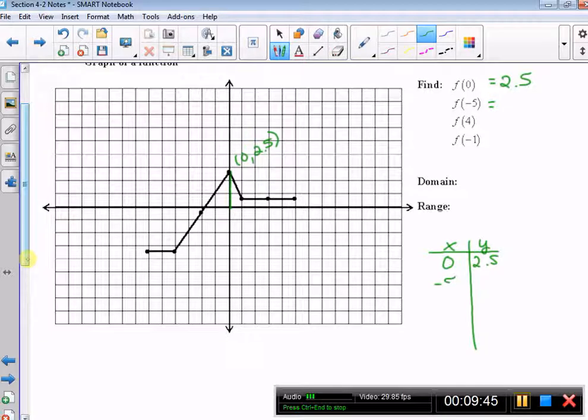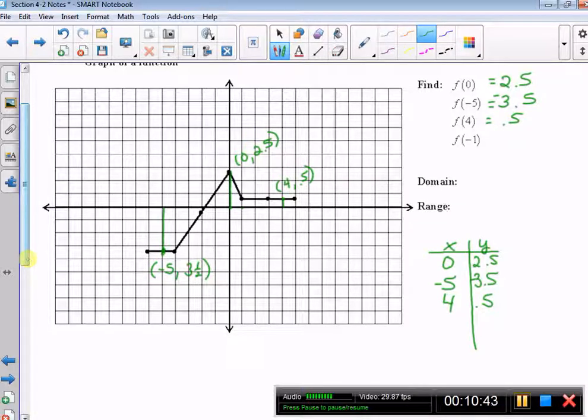For negative 5, okay, so go over 1, 2, 3, 4. So here, and go down. Okay, so that coordinate there is negative 5, comma, 1, 2, 3.5. So when x is negative 5, y is negative 3.5. So f of negative 5 is 3.5. Sorry, negative 3.5. F of 4, go over 1, 2, 3, 4, and go up. That coordinate there is 4, comma, 0.5. So when x is 4, the y was 0.5. So f of 4 is 0.5.